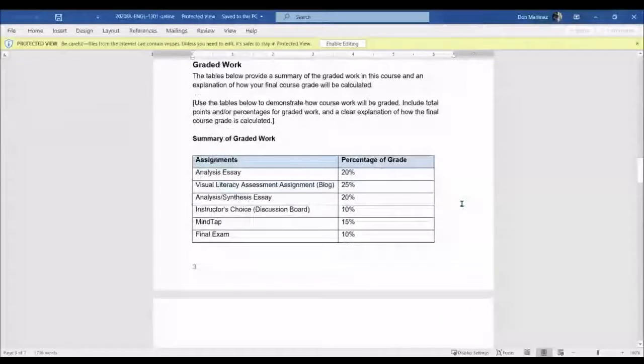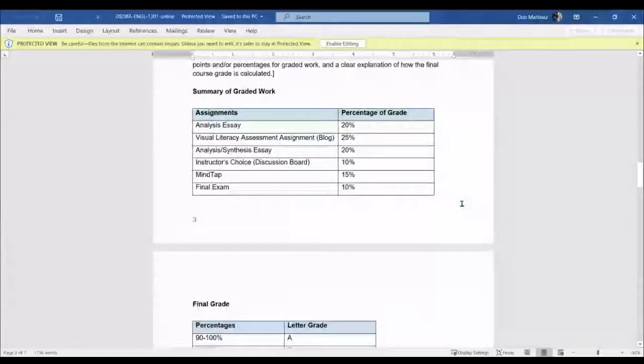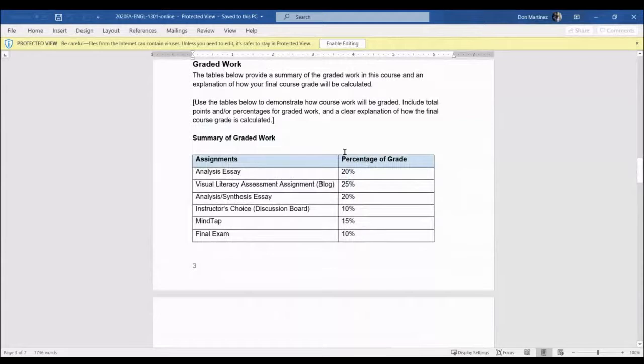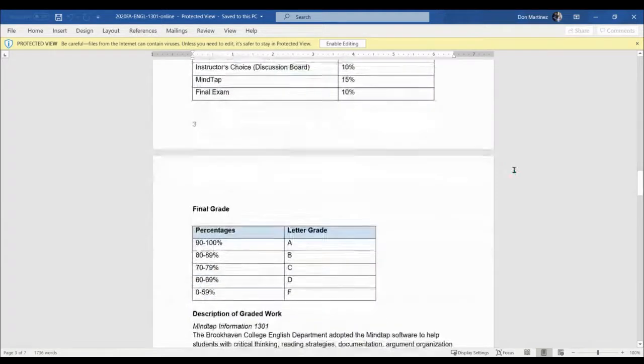Here's a summary of graded work. Again, 20% for the scholarship essay, 25% for the blog, 20% for the analysis synthesis essay, 10% for the discussion board, 15% for MindTap, 10% for the final exam. That equals 100%. And here are the percentages you need for each letter grade.